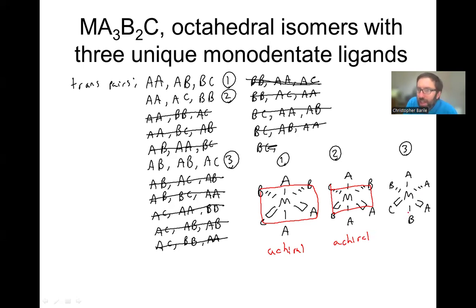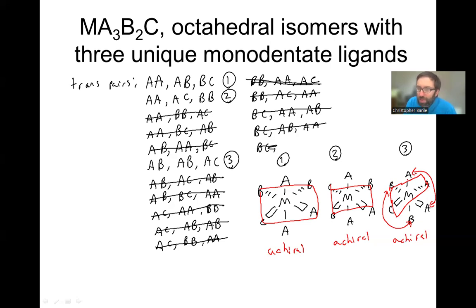Okay, and for this molecule, we also have a mirror plane. And the way that this mirror plane works is that it contains M, A, and C. And so it's a little difficult to draw here, but it is cutting through A and B and B. So B is looking at itself in the mirror, and A is looking at itself in the mirror. And so this is also achiral.